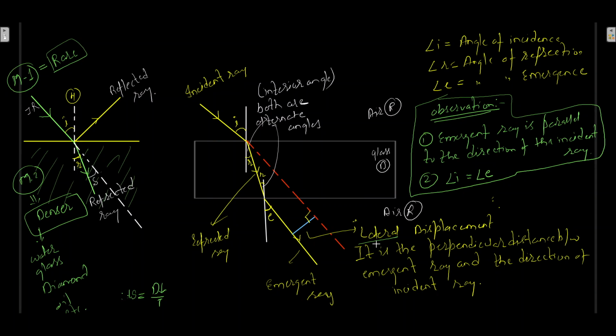And उसके बाद जब आपका lateral displacement आपको दिखता है तो उसका नेचर कैसा होता है? It is parallel with your emergent ray. That is an important one. And after that जो angles बने हैं, angle I and angle E, दोनों बराबर होते हैं. That means angle of incidence and angle of emergence are the same.